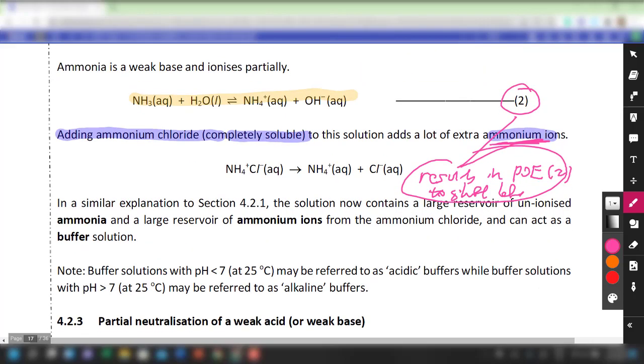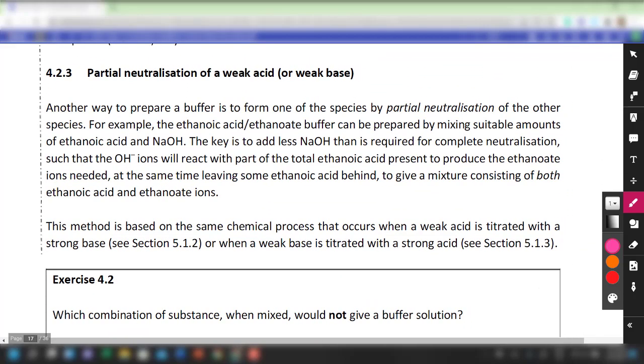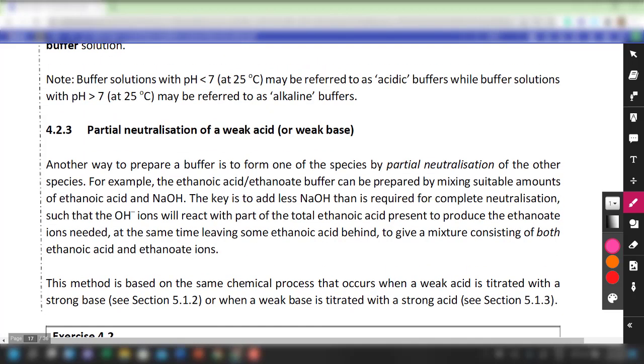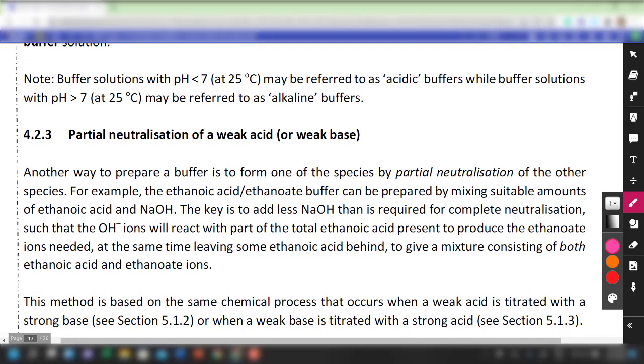Okay, so let us move on to partial neutralization of a weak acid or a weak base. Usually students will be a bit confused when we reach this stage. So maybe before that, let me just recap a little bit. First of all, how do we actually produce a buffer?